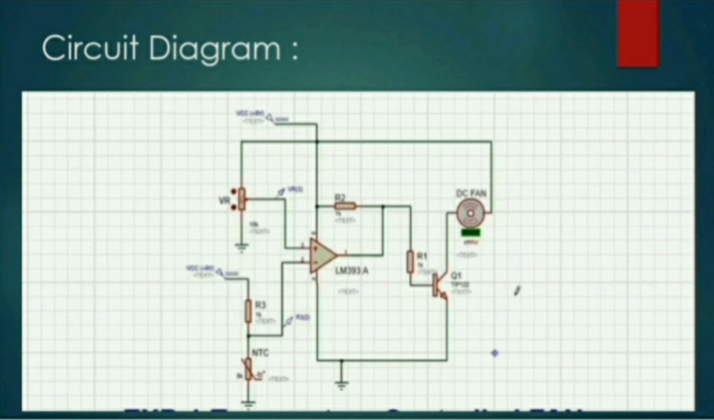Circuit diagram. This circuit shows the temperature control DC fan. In this circuit we are using an NTC thermistor, then an operational amplifier, a variable resistor VR and a transistor. DC supply voltage is given to the operational amplifier as well as the transistor, and we are going to control the on and off of the DC fan by using the operational amplifier and NTC thermistor.